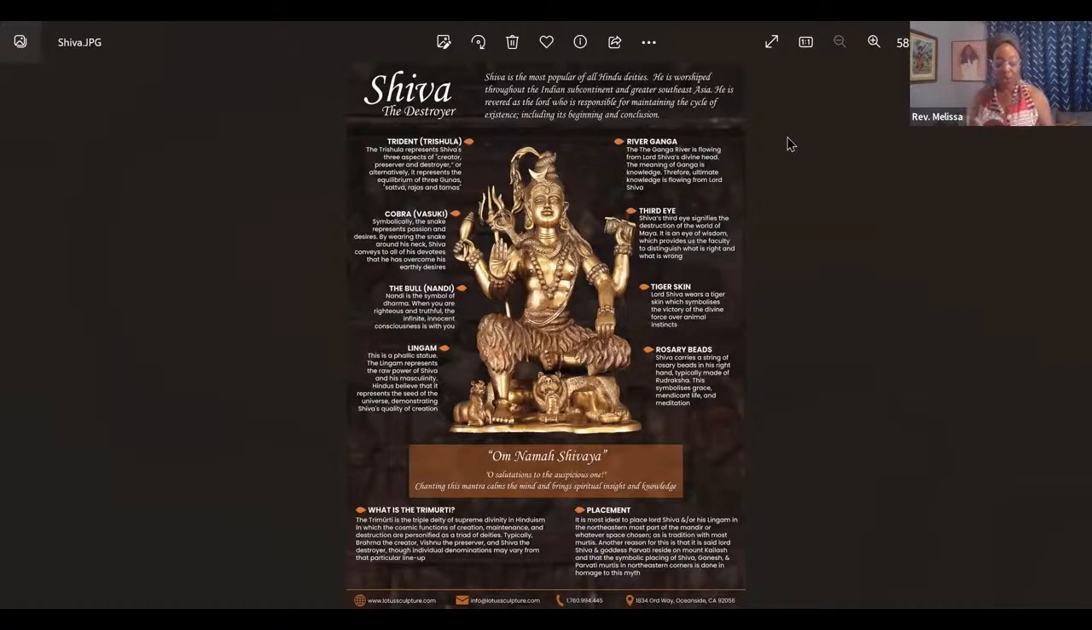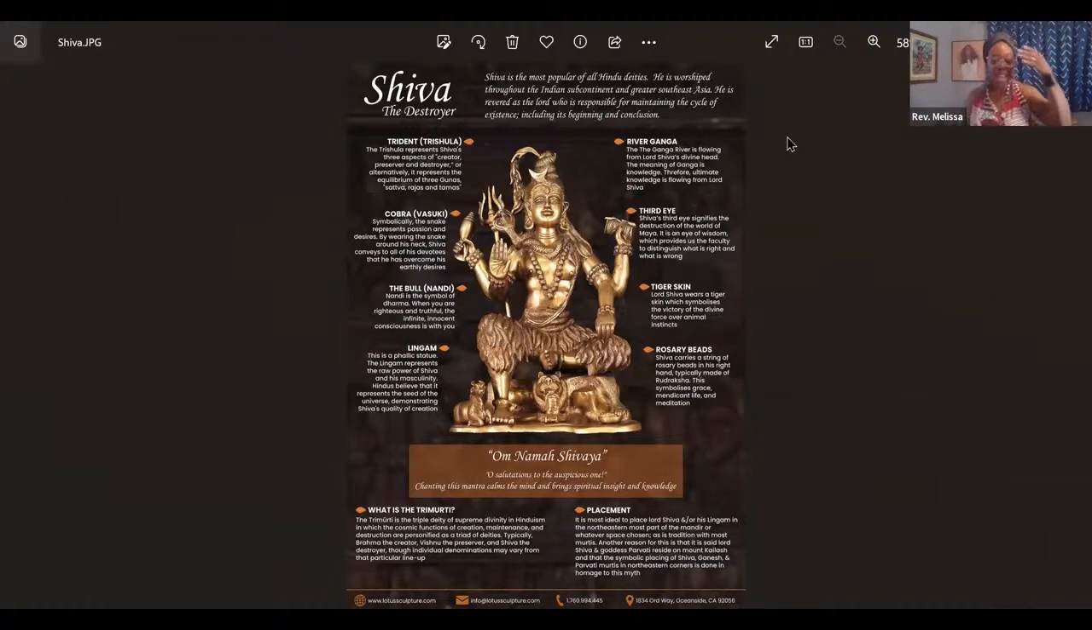When you are righteous and truthful, the infinite, innocent consciousness is with you. The lingam symbolizes raw power, represents the seed of the universe, demonstrating Shiva's quality of creation. The River Ganga flows from Shiva's divine head. It represents knowledge that flows. The tiger skin: Shiva wears a tiger skin, which symbolizes the victory of the divine force over animal instinct. Beads: Shiva carries a string of beads in his right hand. This symbolizes grace and a meditative life.